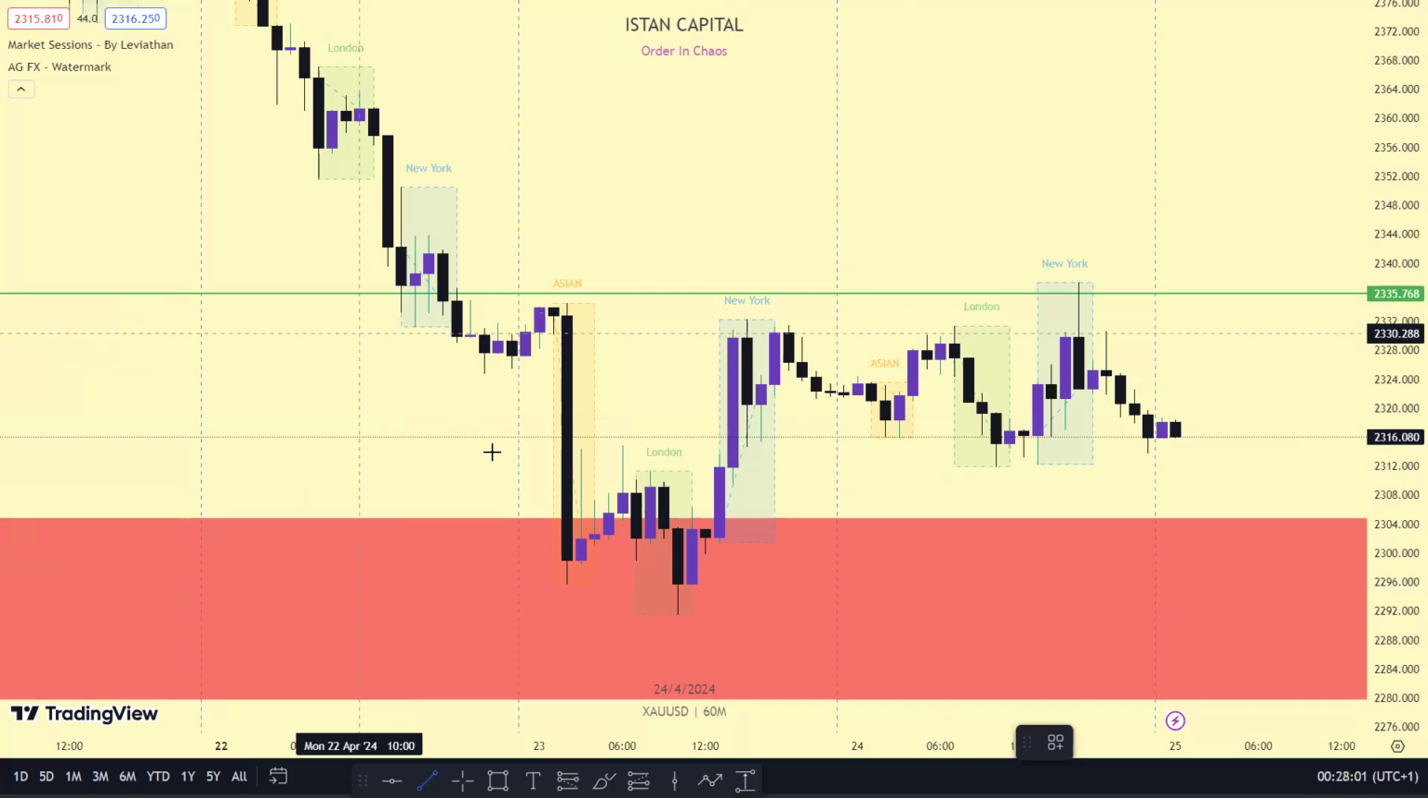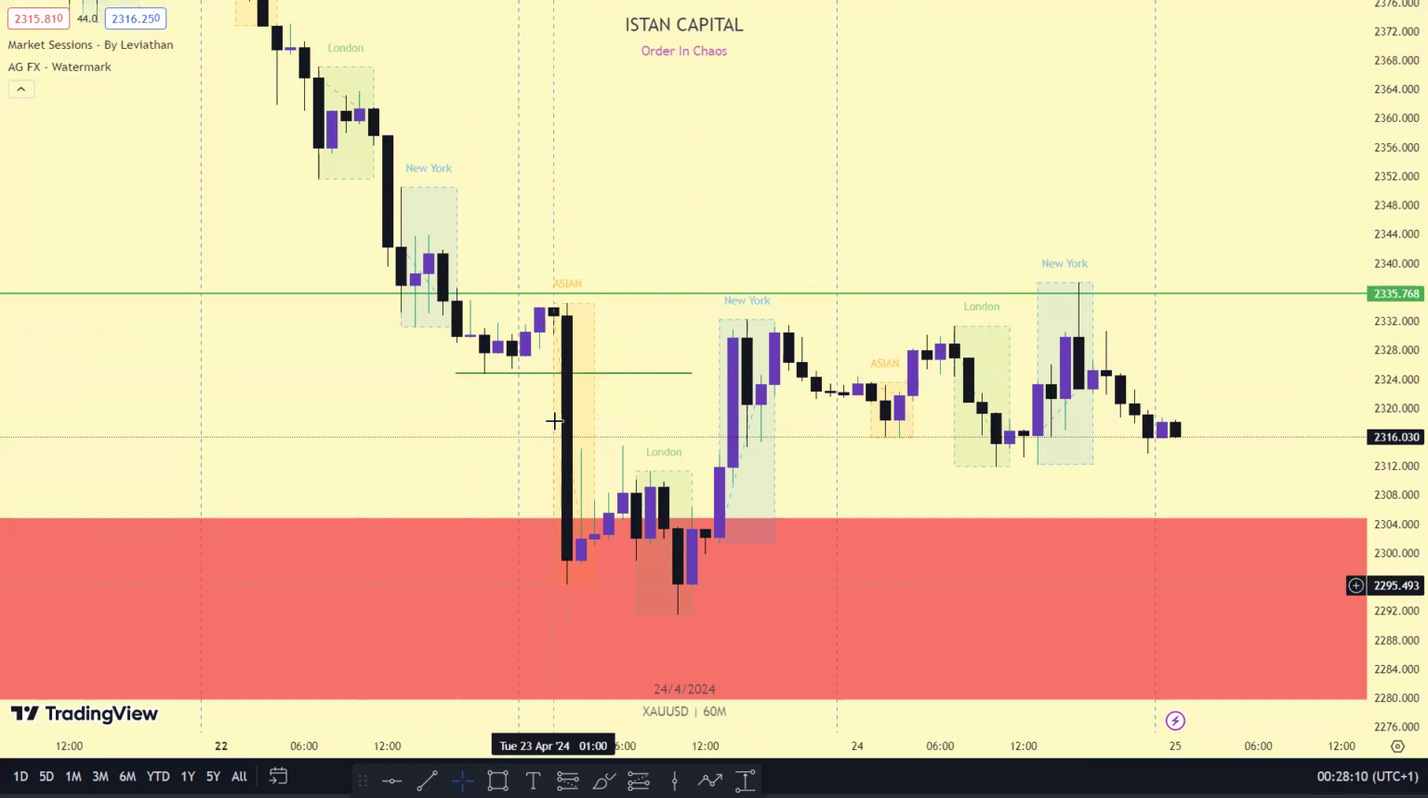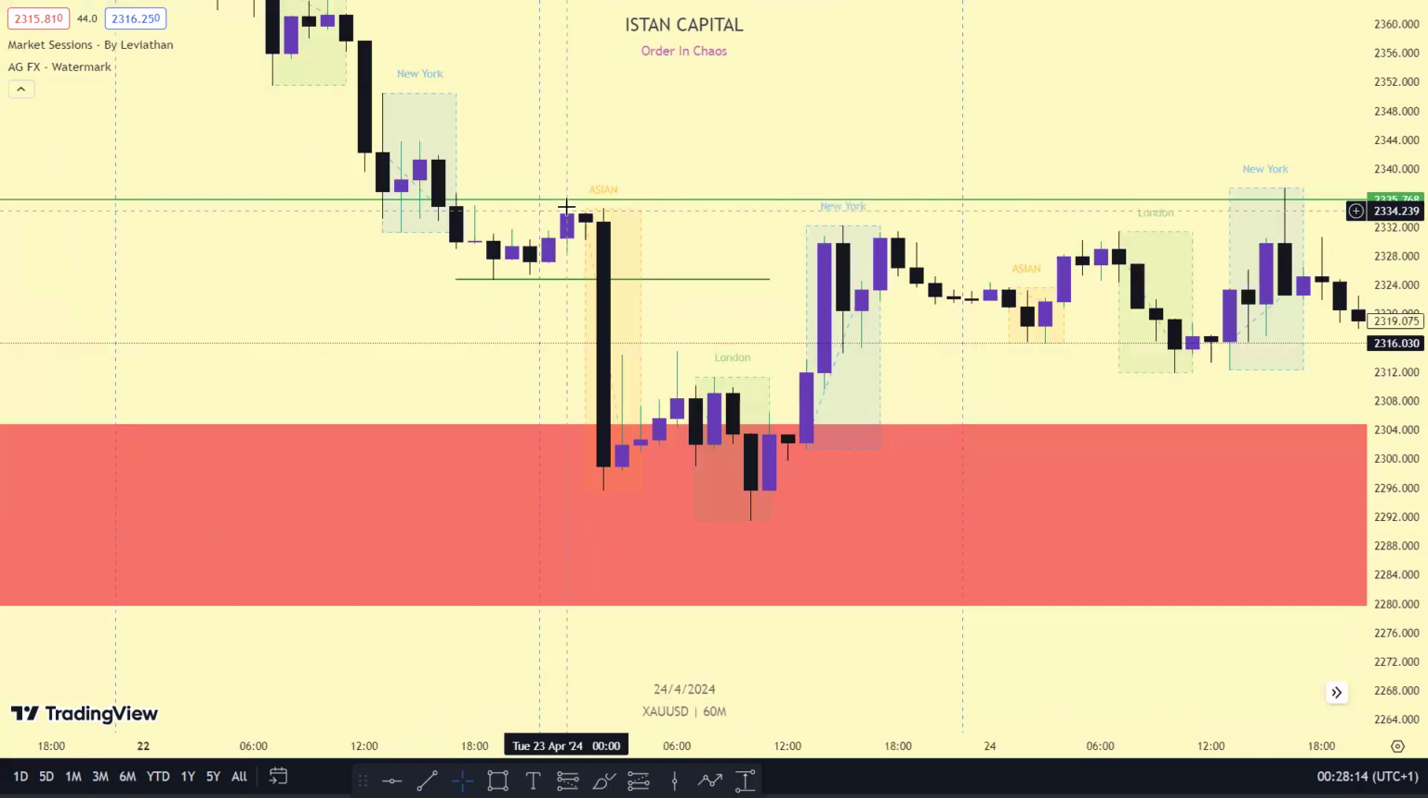So this is my previous daily low right here. Now you can see the market has pushed through, it has run through. This is the liquidity run. The market has run through, right? And the market has formed this during the Asian session.